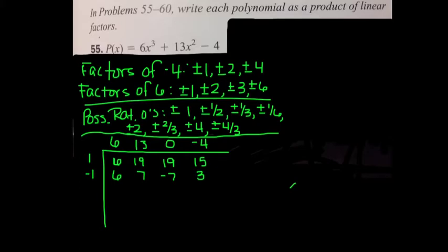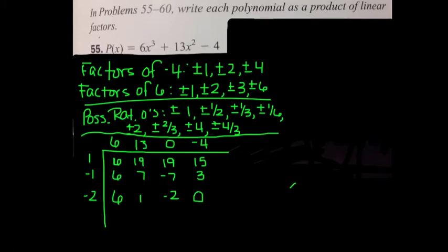Moving ahead, let's try negative 2. Ordinarily we would try all of those possible zeros in between, but let's skip ahead and try negative 2. If I bring down the 6, negative 2 times 6 is negative 12, plus 13 is positive 1. Negative 2 times 1 is negative 2, plus 0 is negative 2. Negative 2 times negative 2 is positive 4, plus negative 4 is 0.